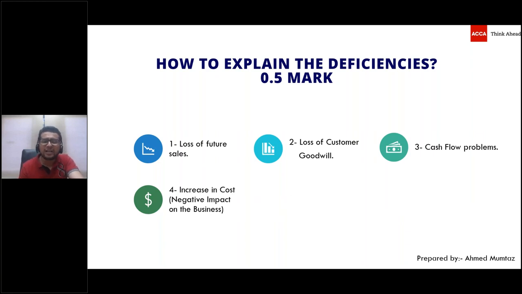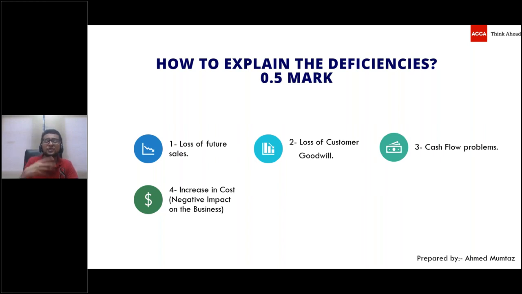First of all, a deficiency is something which might create loss of future sales for the company. A deficiency is something which might lead to loss of customer goodwill for the company. A deficiency might lead to loss of employee goodwill for the company, loss of supplier goodwill for the company. So it's not only about the loss of customer goodwill. It depends on the question. If it's a payroll system, it could lead to loss of employee goodwill. If it's a purchase system, it could lead to loss of supplier goodwill. If it's a sales system, it could lead to loss of customer goodwill.